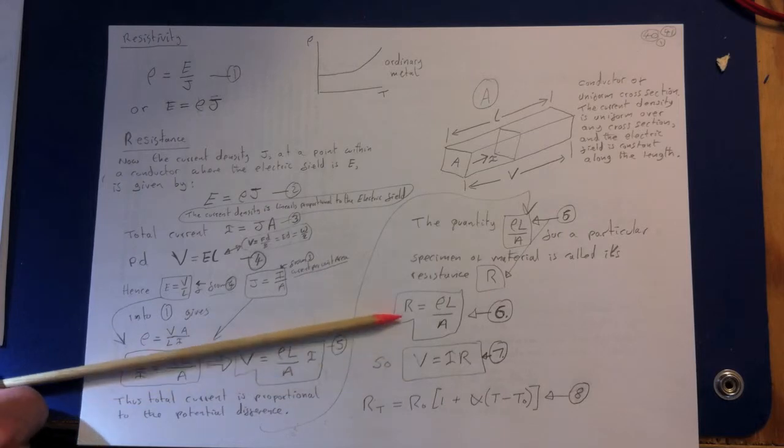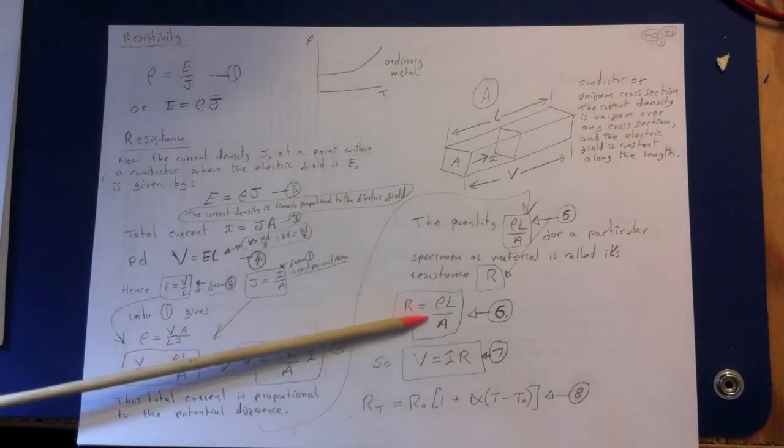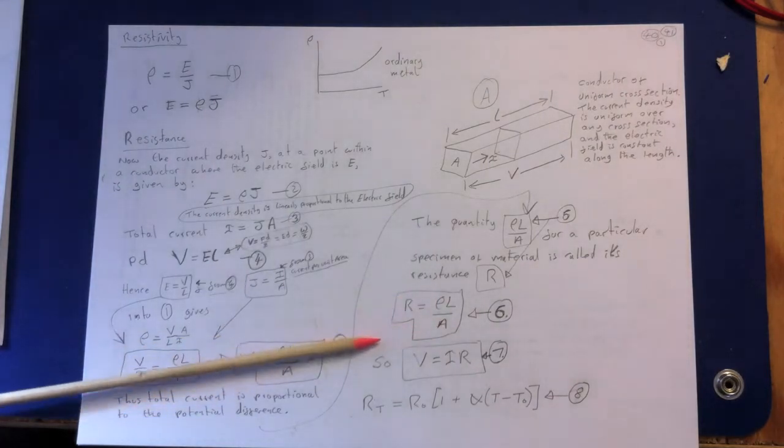Also, this equation here shows that the resistance of a wire or other conductor of uniform cross-section is directly proportional to its length and inversely proportional to its area. It is, of course, also proportional to the resistivity of the material of which the conductor is made. So we can work out resistances of materials just by these three variables.